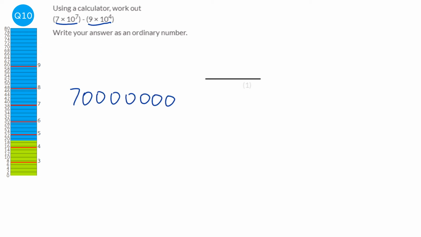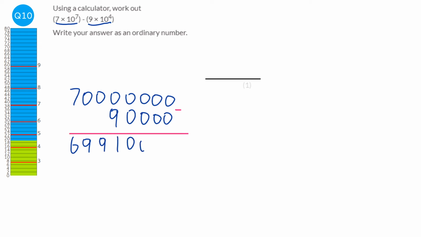And 9 times 10 to the power of 4 would be 90,000, so that would be 9, 0, 0, 0, 0. And so we're just subtracting them like that. And so we'll get 6,991,000. And obviously, if this is on the calculator paper, just type it into your calculator. There are no tricks here.